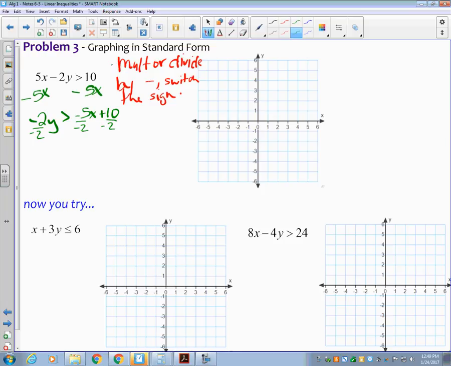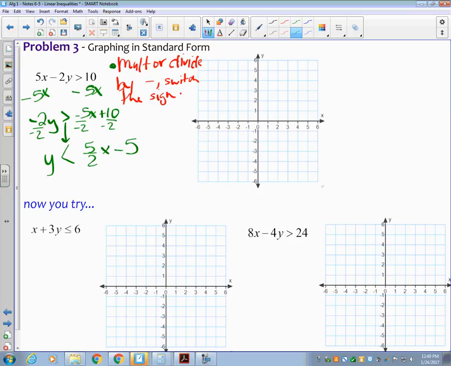And now we're in penalty zone. We're actually technically dividing by negative 2. So my sign is going to switch. So it was greater than, now it's going to be less than. Make sure you switch your sign. Negative and negative give me a positive 5 halves x. Positive 10 divided by negative 2 is negative 5.